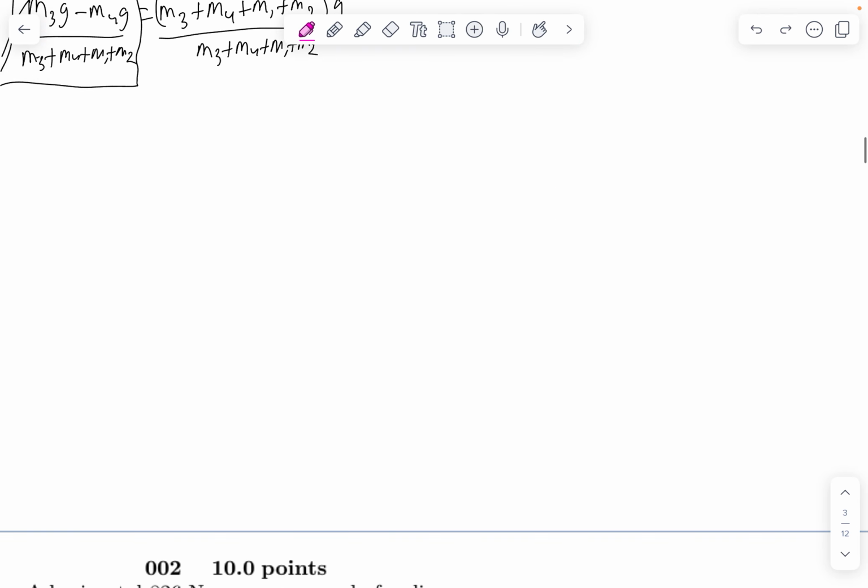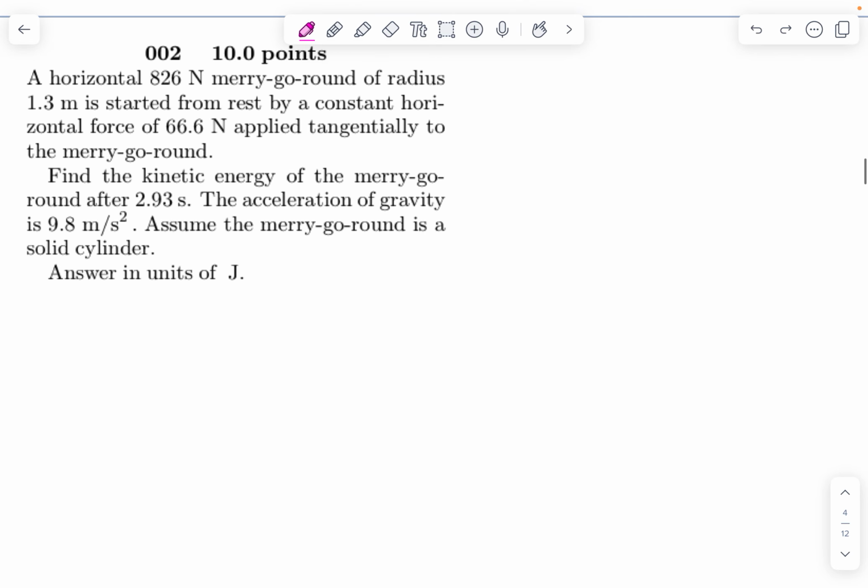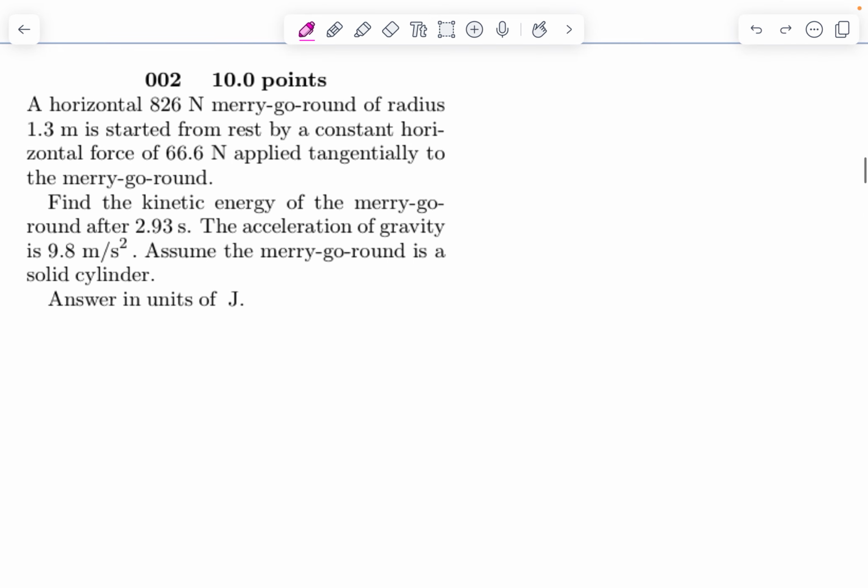So then number two is a merry-go-round, and there's some force. We have to find the kinetic energy of the merry-go-round after some time. I don't know about you, but the merry-go-rounds that I went on as a kid, there's one at the zoo, they only spin and they don't move.